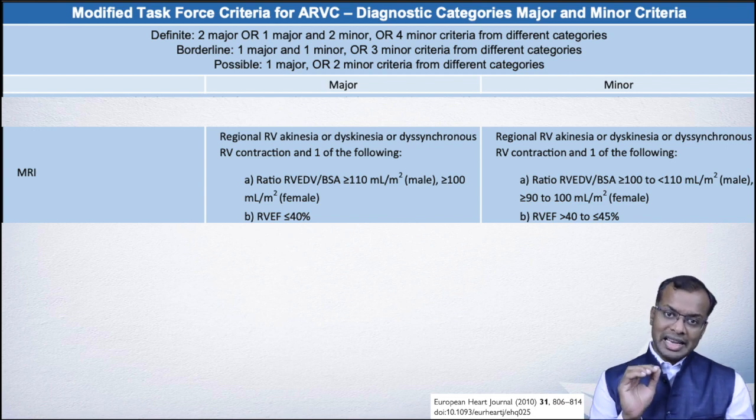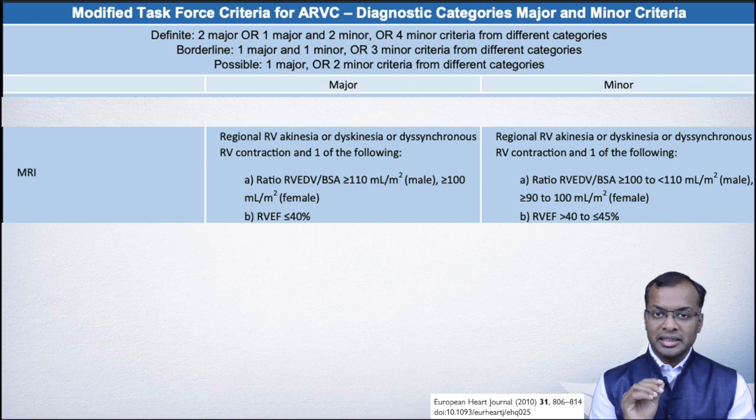So as far as cardiac MR imaging is concerned, you could either have one major criterion or one minor criterion. You cannot have both. You cannot have two major criteria. You cannot have one major and one minor criterion. It has to be only one criterion. Putting it in a different way, in isolation, cardiac MR cannot diagnose ARVC.